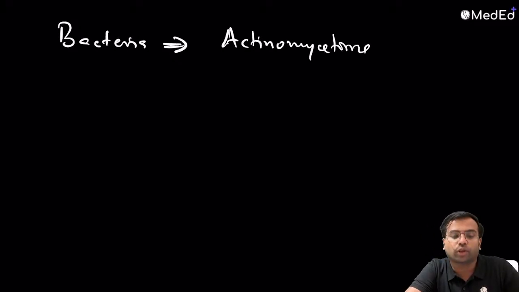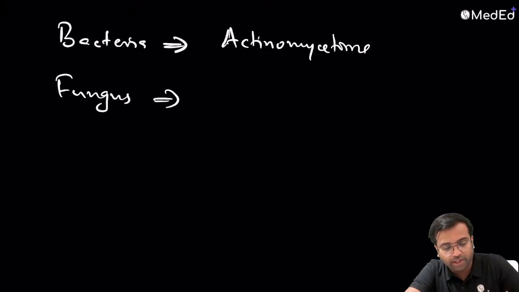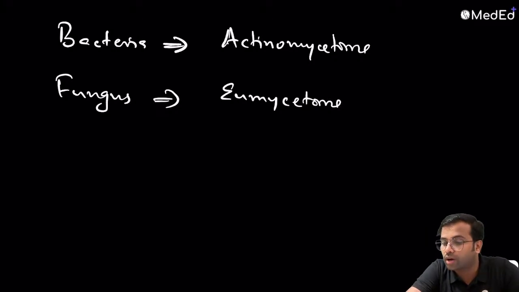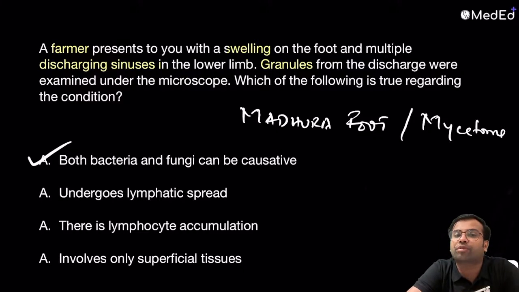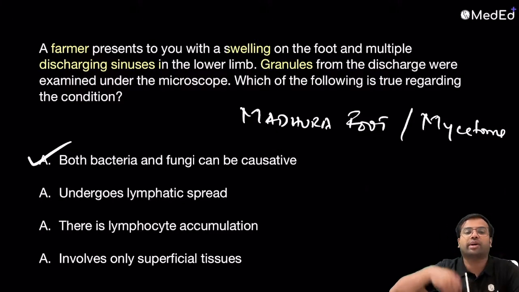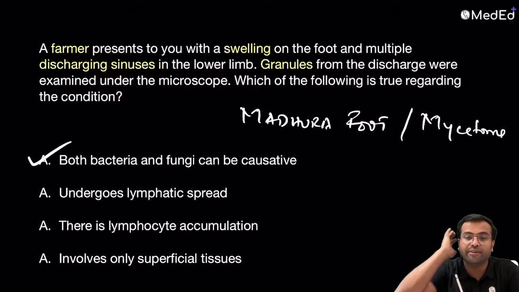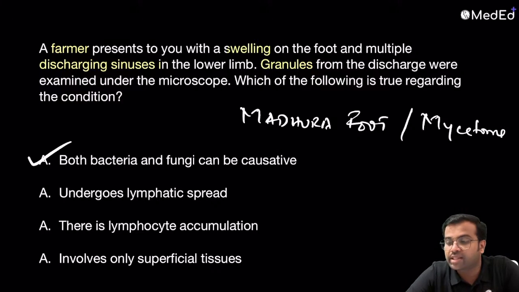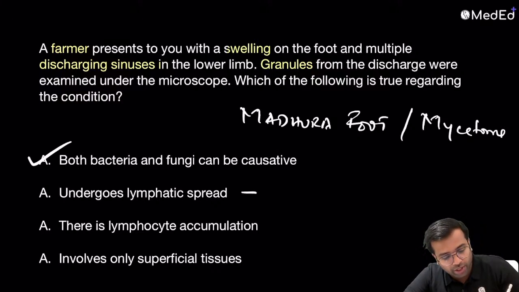And whenever the causative is going to be a fungus, we can call it eumycetoma. Excellent. Now, which is that fungal infection, or deep fungal infection, which undergoes a lymphatic spread? So Priya is answering it right. The lymphatic spread is usually due to sporotrichosis.